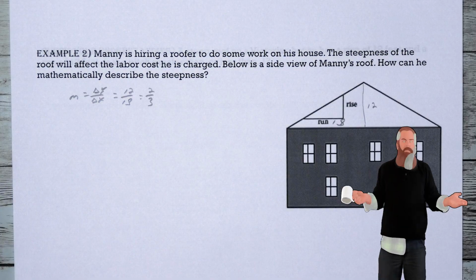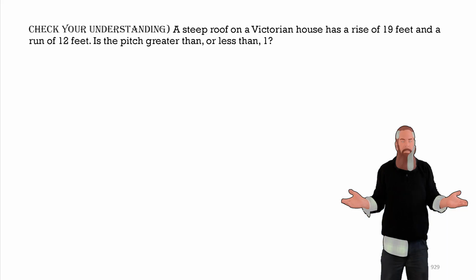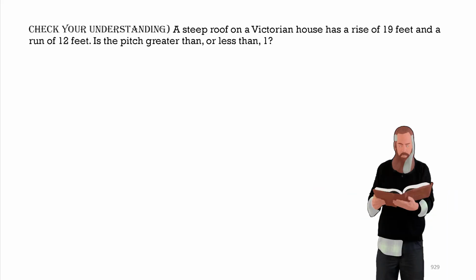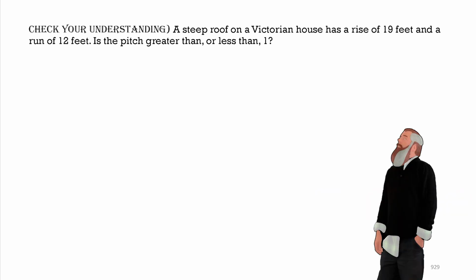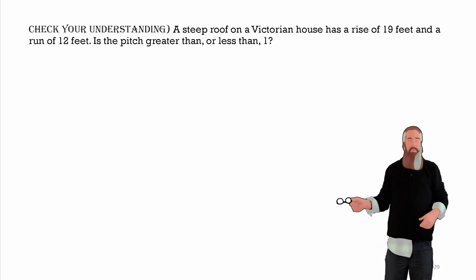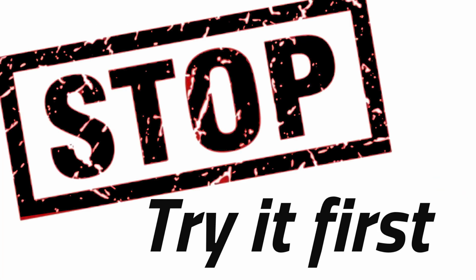The pitch or slope of Manny's roof is 2 over 3. Let's check our understanding of this. A steep roof of a Victorian house has a rise of 19 feet and a run of 12 feet. Is the pitch greater than or less than 1?